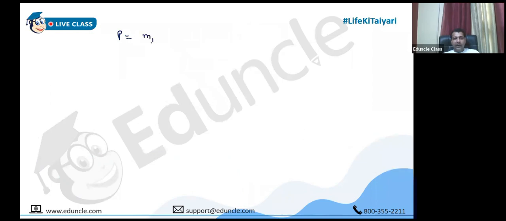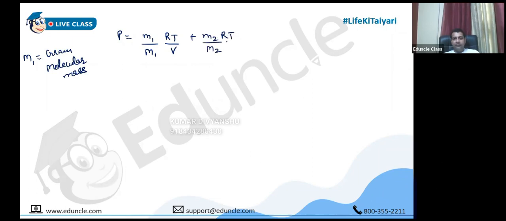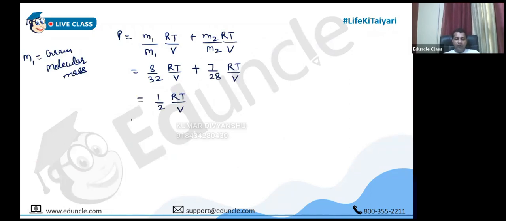So n is equal to m1 by M1. Can I write like this? m1 is the mass taken and M1 is the gram molecular mass. So this is 8 by 32. So 1/4, and it will become half. And it is given to be 10, I think. See, total pressure. So this gives us RT by V equal to 20, isn't it?